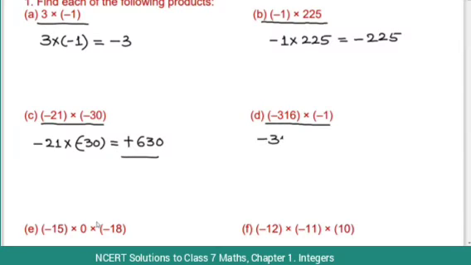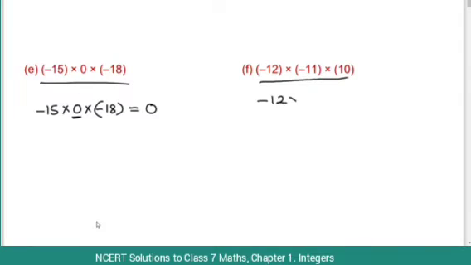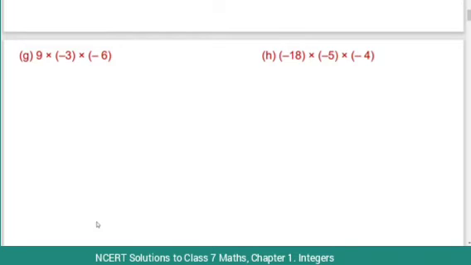D, minus 316 into minus 1. So minus into minus becomes plus 316. E, minus 15 into 0 into minus 18. Any number multiplied with 0 always gives 0. F, minus 12 into minus 11 into 10. Here minus minus get cancelled. 12 into 11 is 132 and 0, that is 1320.